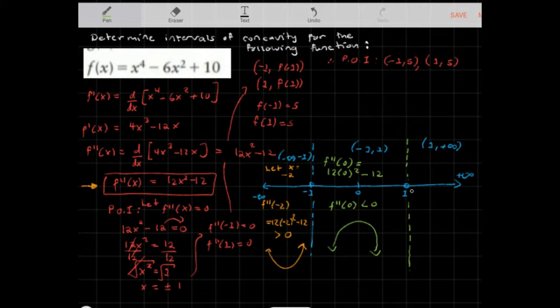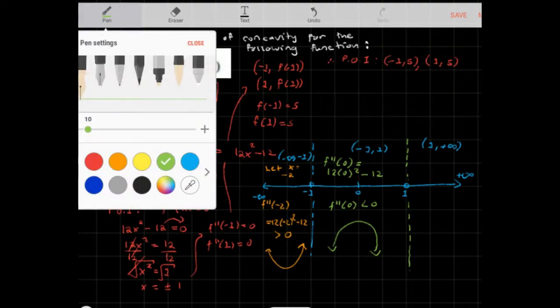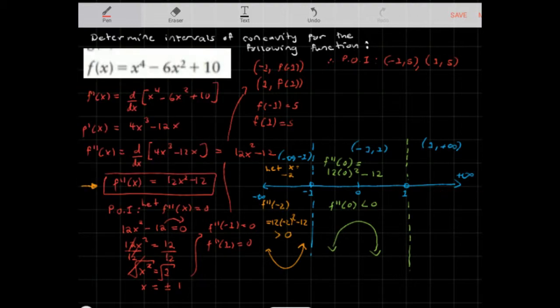And then for the last interval, between 1 and positive infinity, I'll just use red. I'm going to test f double prime of 3. If you do f double prime of 3, you get 12 times 3 squared minus 12, which is 108 minus 12. So this is definitely greater than 0, and this portion here is concave up.